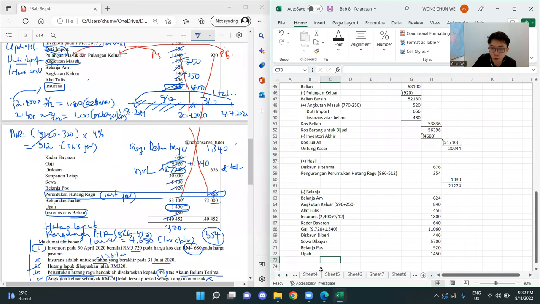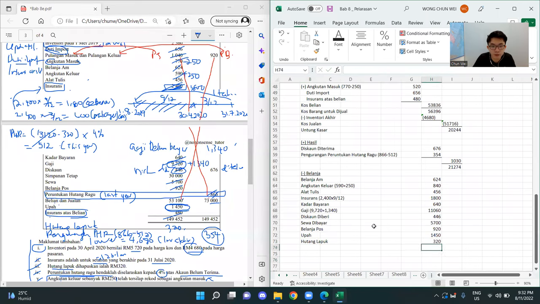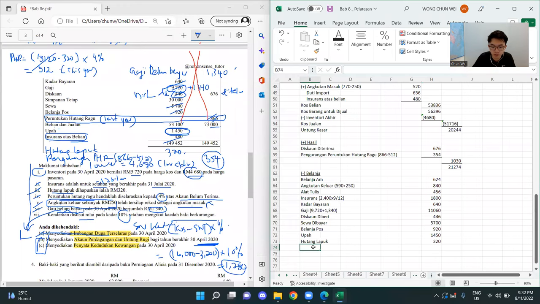So what are the extra thing? Hutang lapuk. Hutang lapuk is a belanja. Don't forget. So we have to put it in. 320. And then what else? The susut nilai. Don't forget. Susut nilai kenderaan. How do you get that? Maybe you can show the working here. 10%. So we get 1,080. All right, is there anything else?